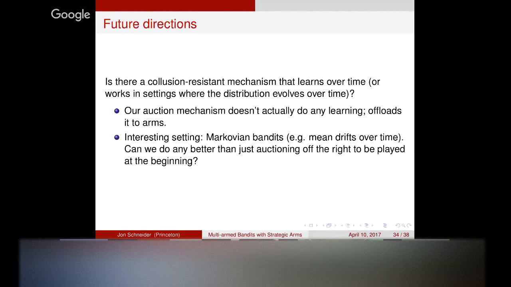One setting is Markovian bandits, where there's some hidden state and the distribution depends on that state. For example, one setting could be your mean drifts over time. So it starts somewhere and every round either increases a little bit or decreases a little bit. You can still do some auction and you'll get some non-trivial revenue at the beginning. The question is, can you do anything better than just auctioning off the entire business right at the beginning?